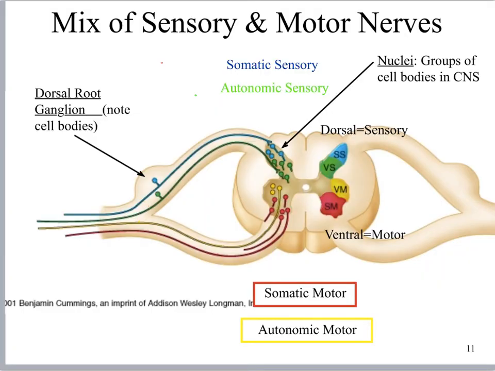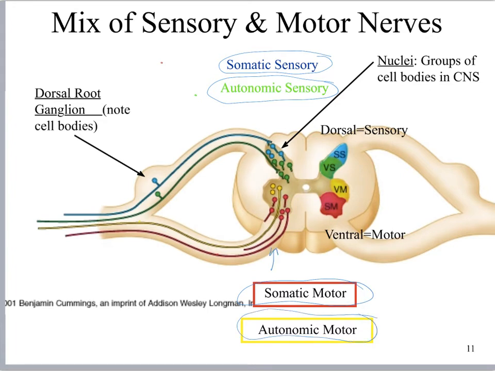I'm sure we've used this picture before. So you've got your dorsal root, your dorsal horn. You can see the two sensory neurons coming in. This is where they synapse. Now, what I like about this picture is the way they've used color. So we've got in darker blue, somatic sensory, in bright green, autonomic sensory. We have in red, somatic motor, and we have in yellow, autonomic motor.